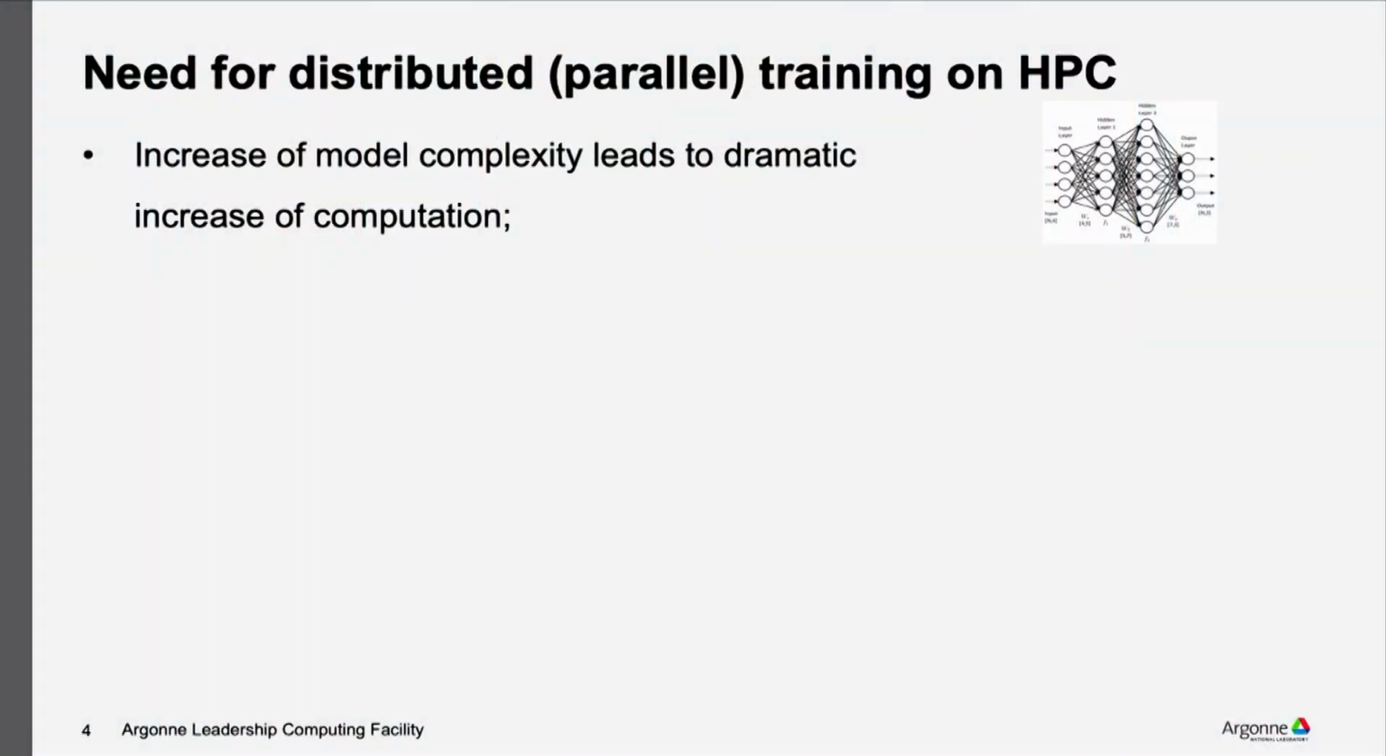To briefly summarize why we need to push this to HPC: first, as I said, the complexity of the models has increased dramatically. In particular, we have now started thinking about using computers to search for the optimal neural network, which can be much more complex. So I envision that model complexity will grow very much.